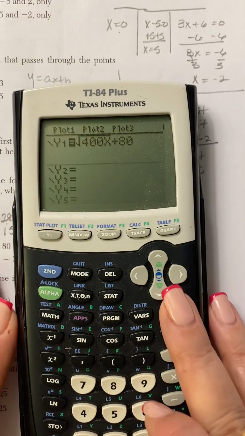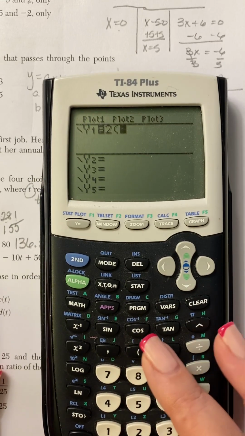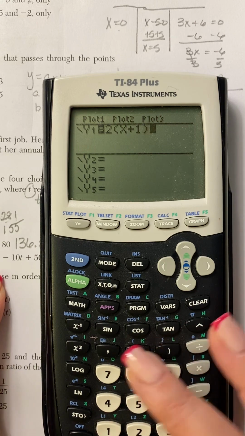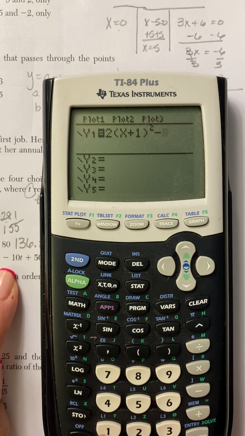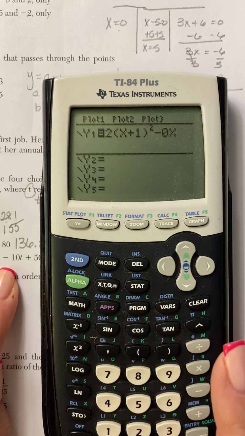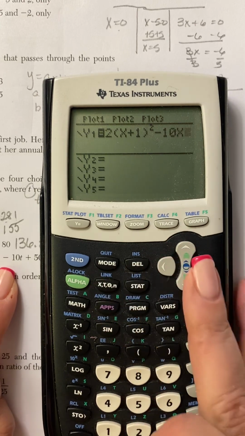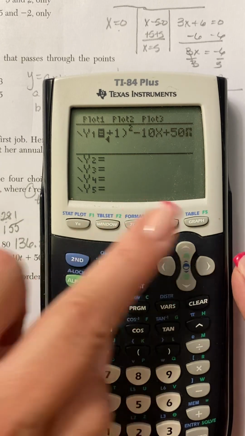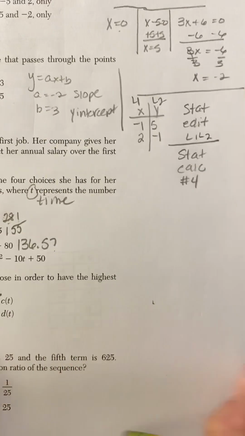Okay, y equals, clear. Let's type in the next one. 2 parentheses, t plus 1, parentheses squared, right there. Okay, minus 10t. This is a quadratic function. What goes up must come down. And as I'm talking, I messed that up. 10x plus 50. Second graph, what's happening at 8? 132.